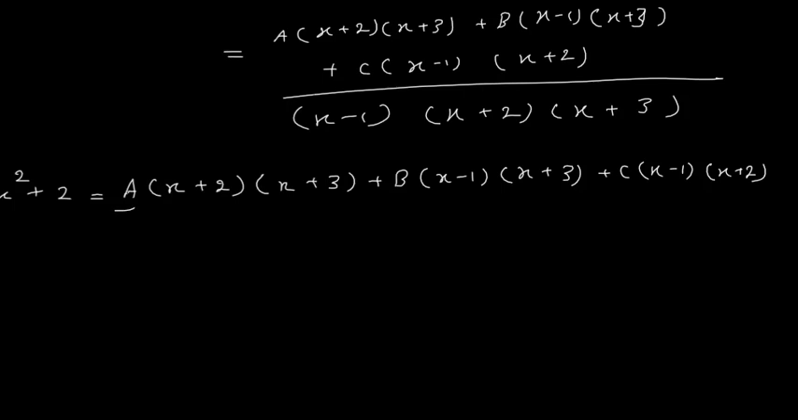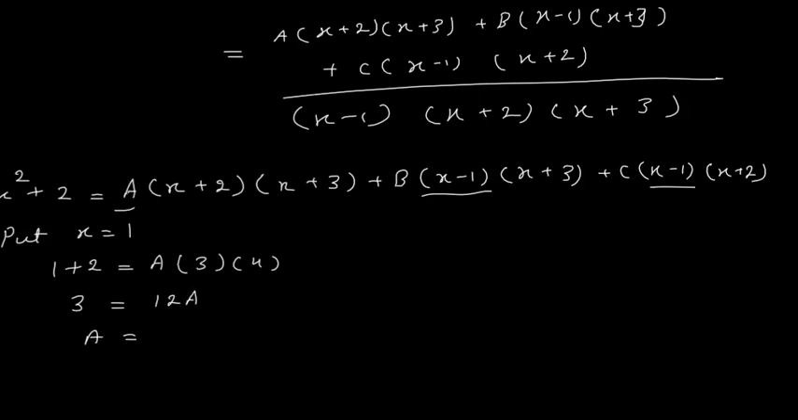Now you can see that b and c both have one factor x minus 1. So if I put x equal to 1, then what happens? My left hand side will become 1 square is 1 plus 2, and right hand side will become a times 1 plus 2 which is 3, and 1 plus 3 which is 4. So 3 is equal to 4 times 3, that is 12 times a. That gives me the value of a as 3 upon 12, which is 1 upon 4. So this is the value of a we got.